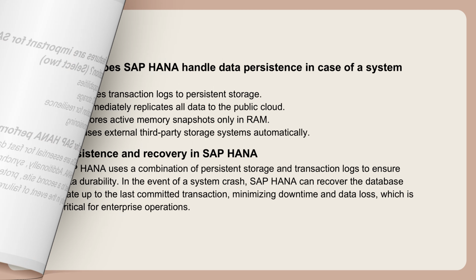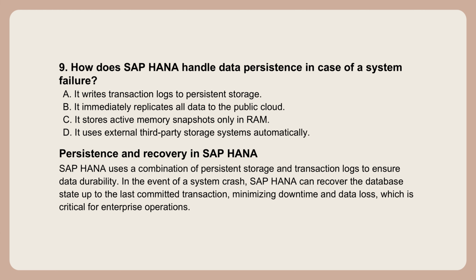All right, nearly there. Question 9 looks at data safety during problems. How does SAP HANA handle data persistence in case of a system failure? Okay, failure scenarios. Important. The answer: it writes transaction logs to persistent storage. It sounds like a fundamental safety feature. It absolutely is. It's the foundation of HANA's data integrity. Every change made to the database gets recorded in these transaction logs, written to disk, to persistent storage.